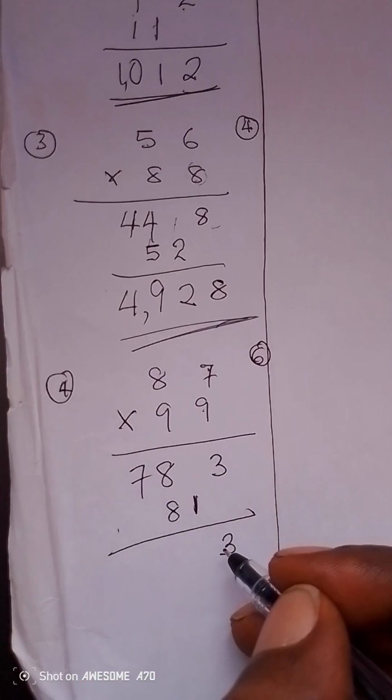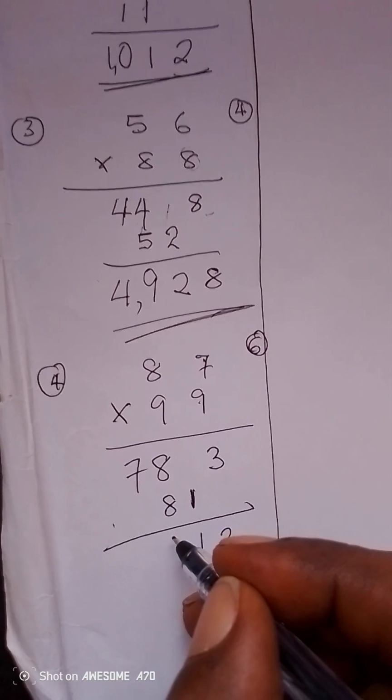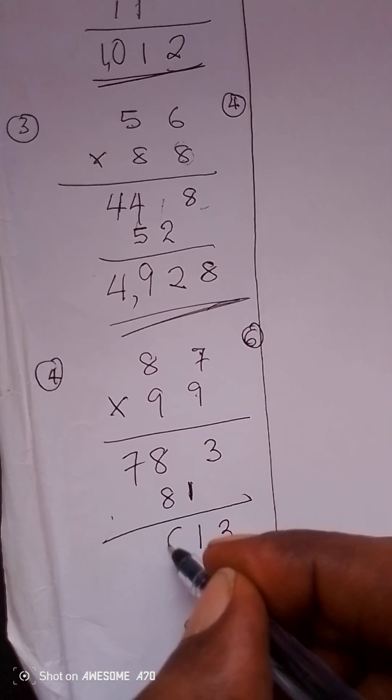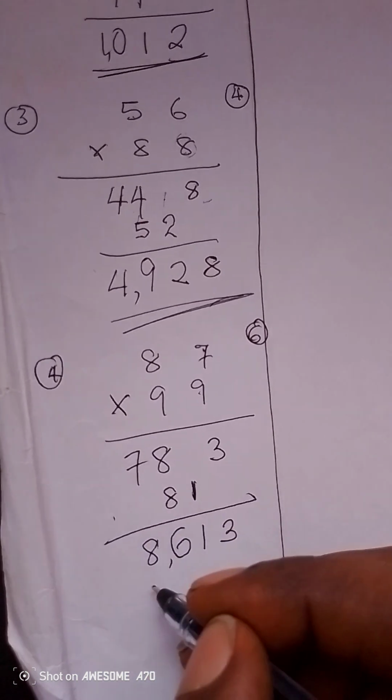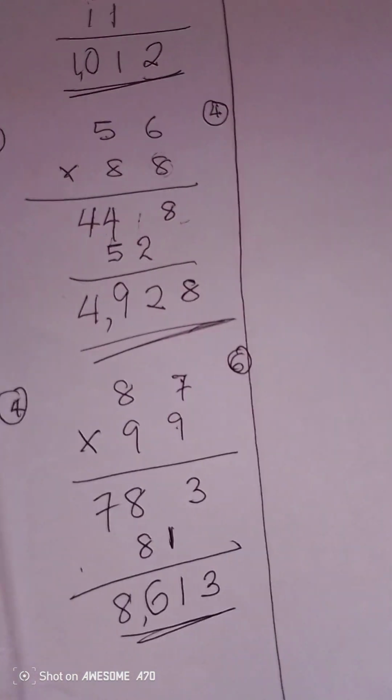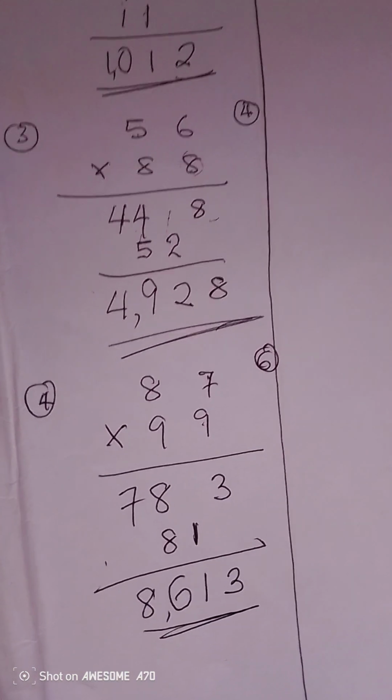So when you now add it up, you have your 3, you have your 3, you have your 1. 8 plus 8 will give you 16. You have your 6, and then add the 1 to this 7, that gives you 8. So 8,613. That gives you your final answer.